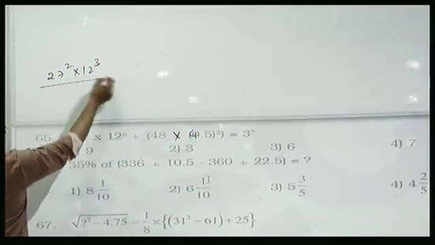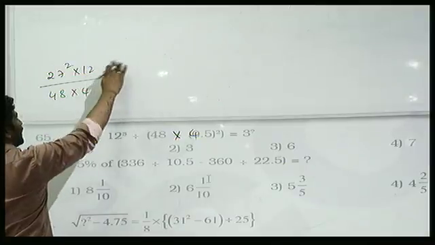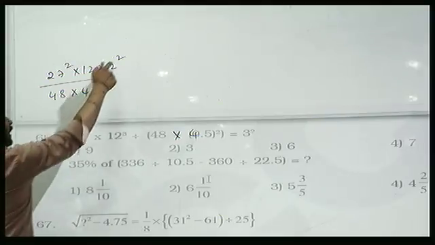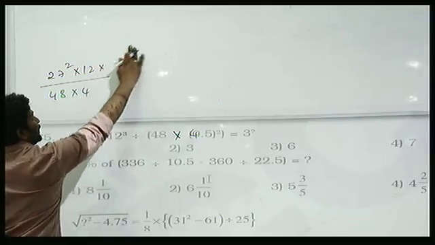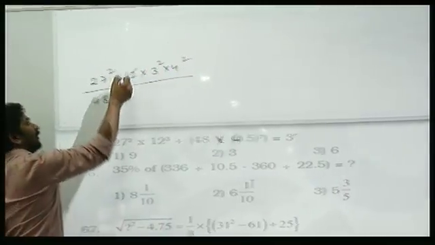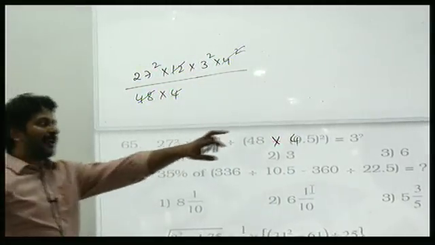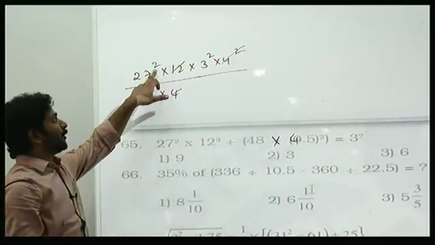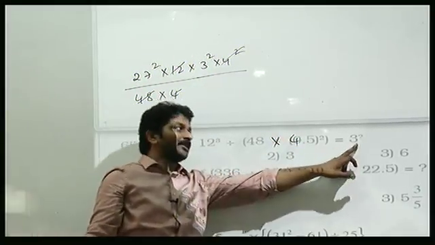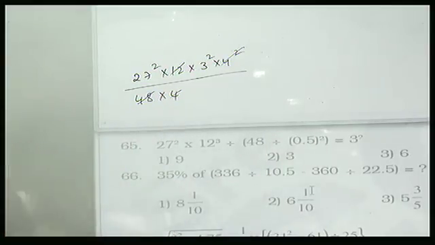Divided by something. 48 into 4. Write this number as 12 square. 12 into 12 square. And write this 12 square as 3 square into 4 square. 12 how many times? 4 into 4, 4 square cancel. Right hand side you have 3 to the power of something. This is 3 cube to the power of 2. 3 power 6 into 3 square. 3 to the power of 8. X is equal to 8. Next.